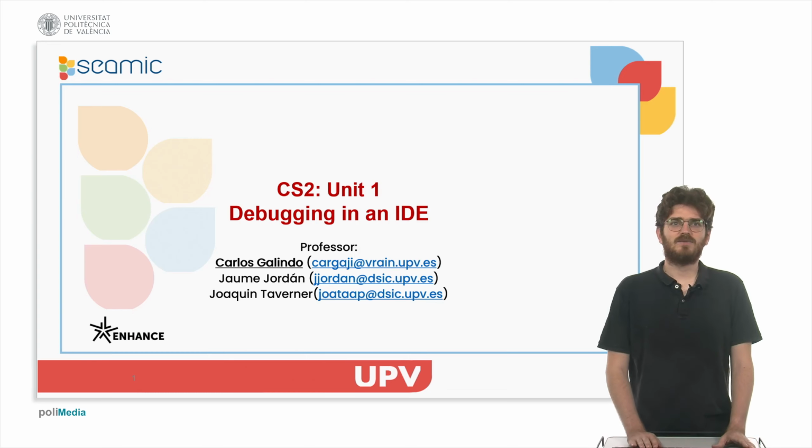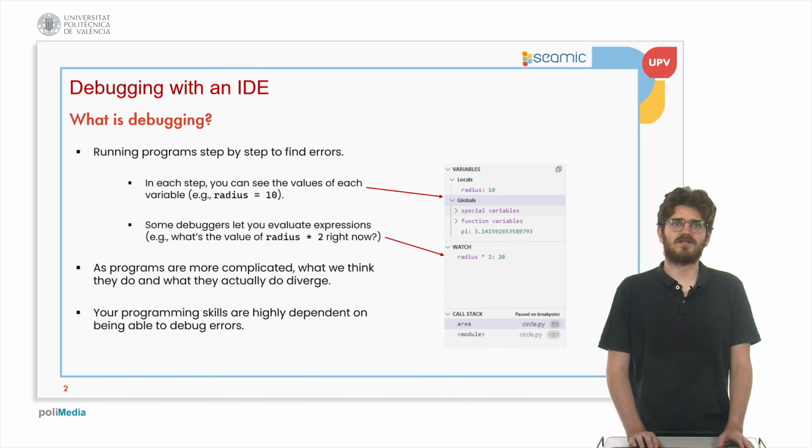Hello again. In this video, we'll see how to debug using an IDE. So first, what's debugging? Debugging is simply running programs, but instead of running them all at once, we can run them line by line and see what is happening inside and see if there's an error, see it as soon as it appears instead of seeing it at the end of the execution. In each step, you can see the values that are given to each variable.